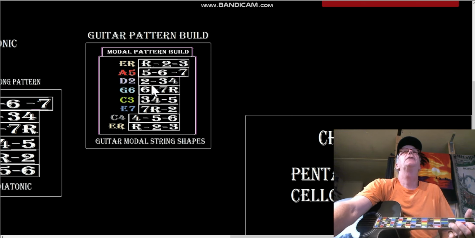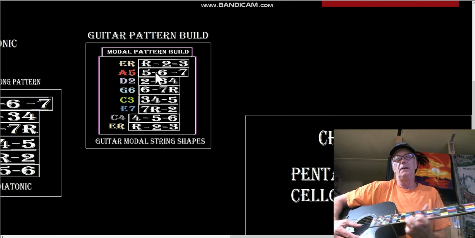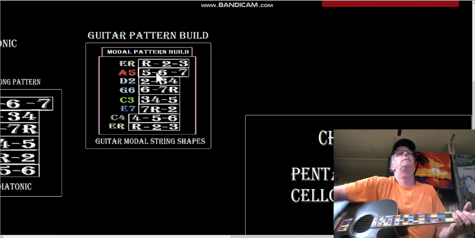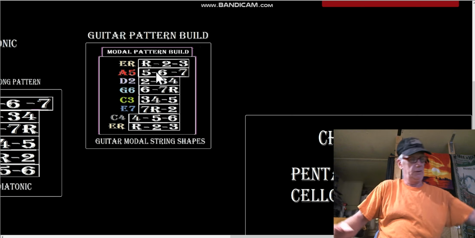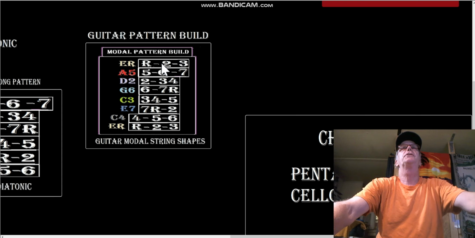Okay, 6, 7 root, then 2, 3, 4, then 5, 6, then 2, 3, 4, then 5, 6, 7. Okay, so we worked our way up there. So that is the guitar string shapes.